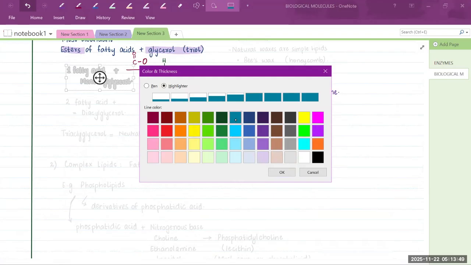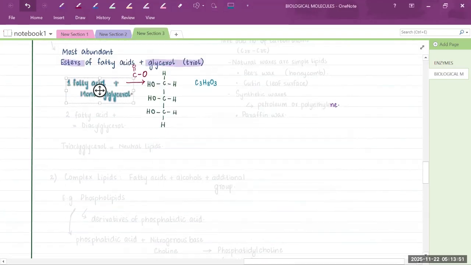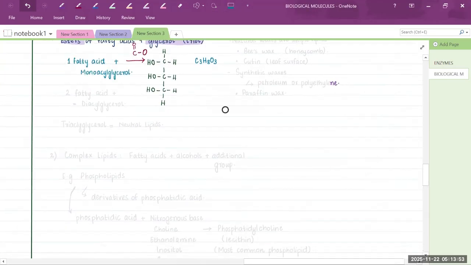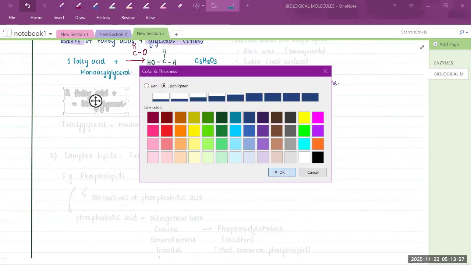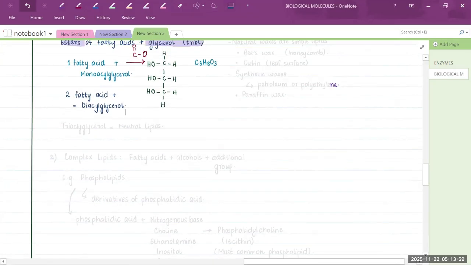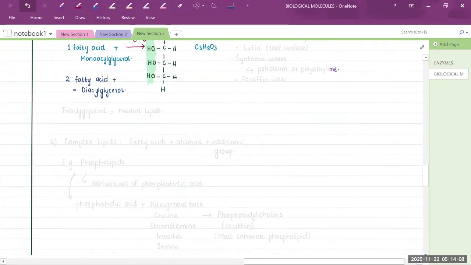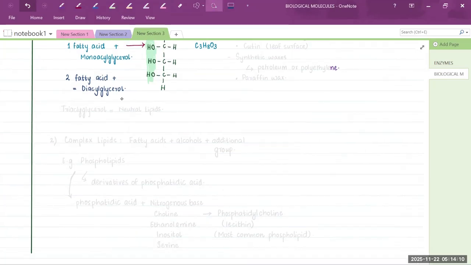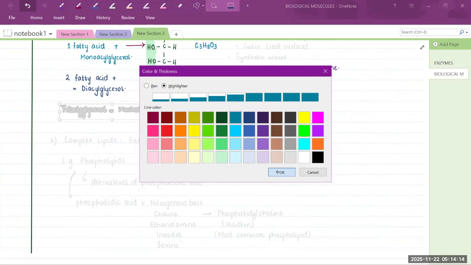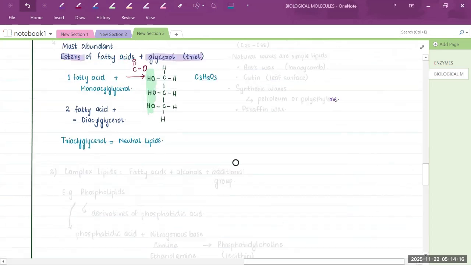So one fatty acid with a glycerol gives a monoacylglycerol, and then two fatty acids plus glycerol give a diacylglycerol. And if we use all three OH groups, then we'll have a triacylglycerol. And what is triacylglycerol? Triacylglycerol is also known as neutral lipids.